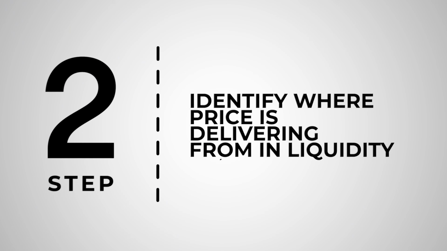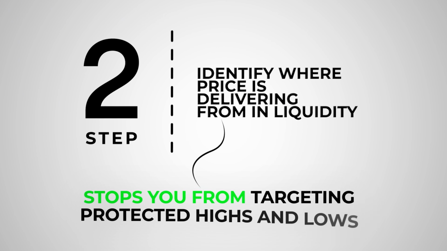Or for example, we sweep out previous day high, buy side liquidity, and we are now delivering lower. You should try to be on side of that trend because again, the market should not go up now because we already took out that buy side liquidity. And this one simple step stops you from targeting protected highs and lows and literally forces you to target unprotected lows and highs in the market, which is going to be so crucial for those big moves.